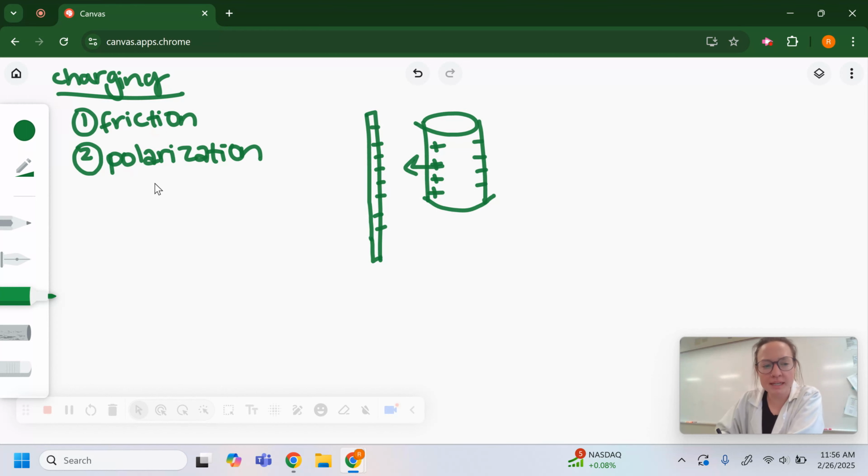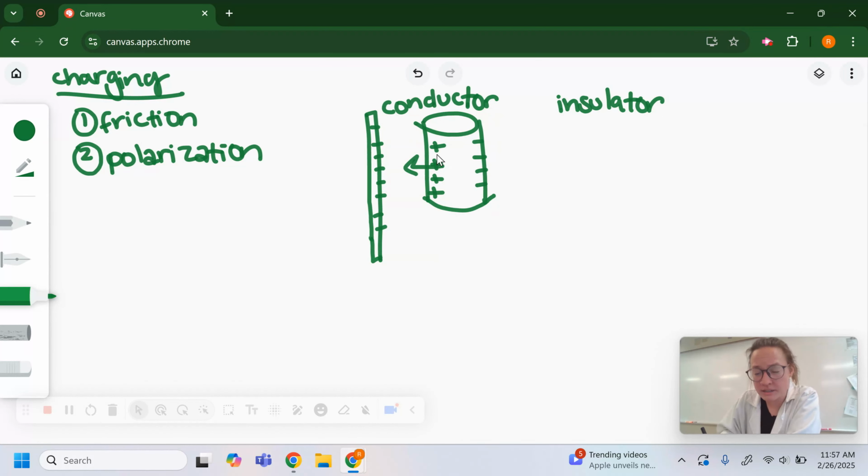Now, before we can talk about the third and fourth method of charging, we have to talk a little bit about 2 different types of materials here, because there are 2 different types of materials that can experience polarization. One type of material that can experience polarization is called a conductor. The other type is called an insulator.